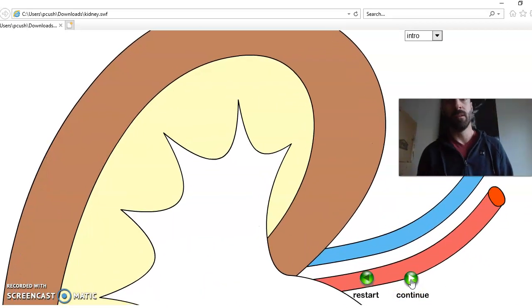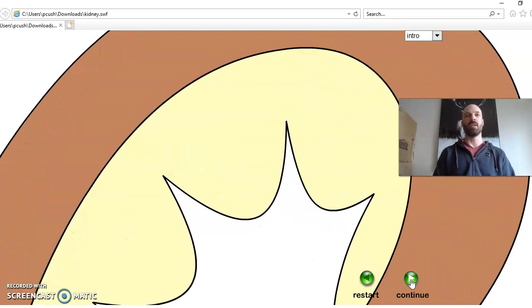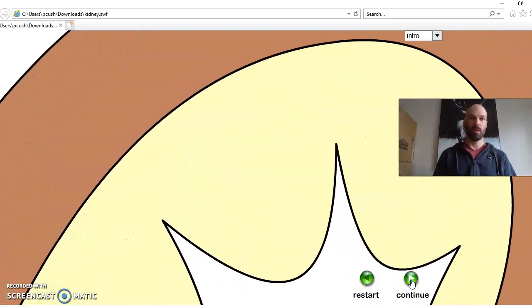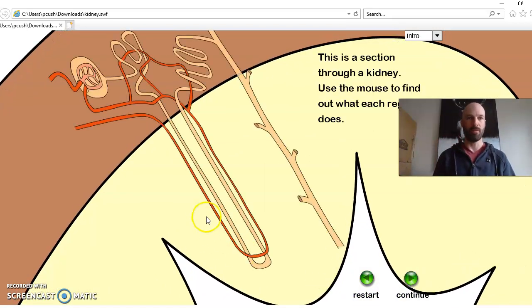Now we're going to zoom in to look at the functional units of the kidney, which are called nephrons. Each kidney is made up of many nephrons. So here's a nephron right here. The red are the blood vessels, and those are capillaries. If you remember, capillaries are the smallest of the blood vessels. They're about one red blood cell wide, so they're very small.